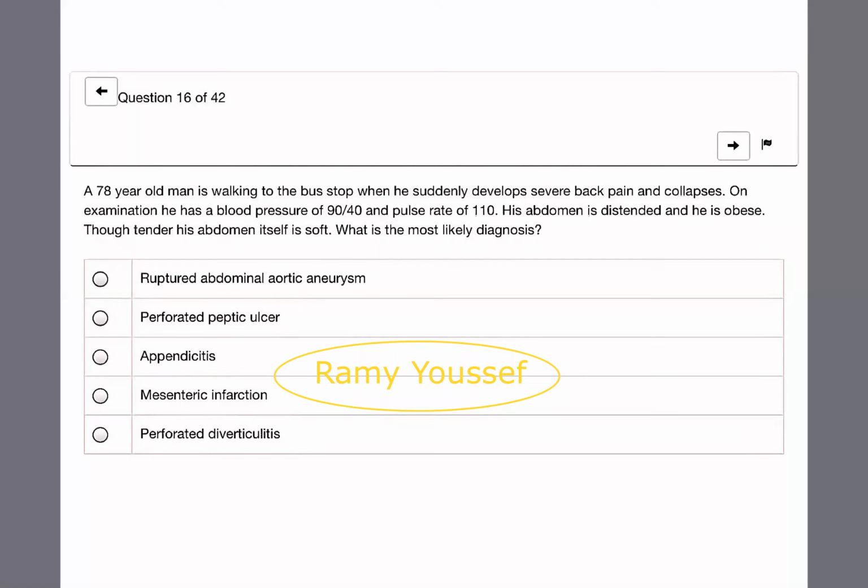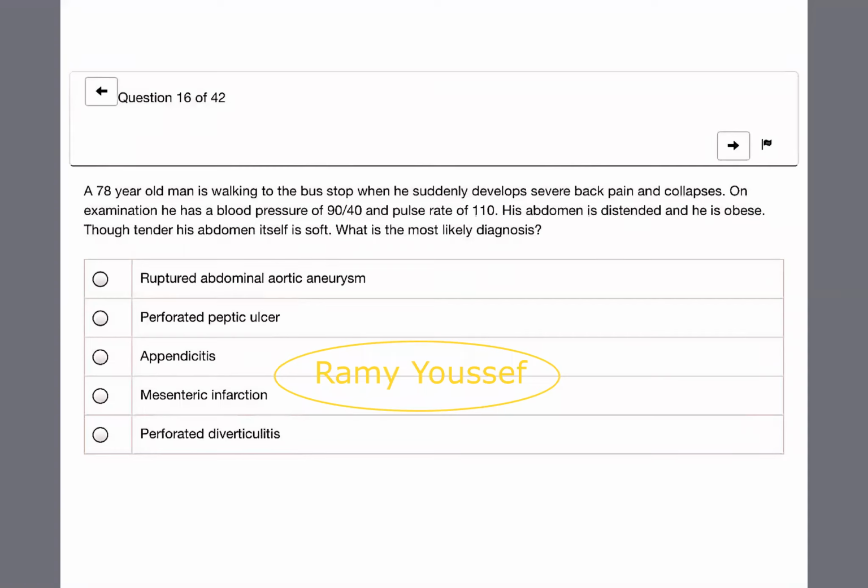Patient with low back pain, abdomen soft, severe back pain, it's retroperitoneal. So back pain, tender abdomen. This itself is sudden collapse with low blood pressure and tachycardia. So this is hemorrhage or hypovolemic shock, and nothing of the other causes will cause us hypovolemic shock. Perforated peptic ulcer, no. This is not presented as back pain. This is hypovolemic shock, not septic shock.